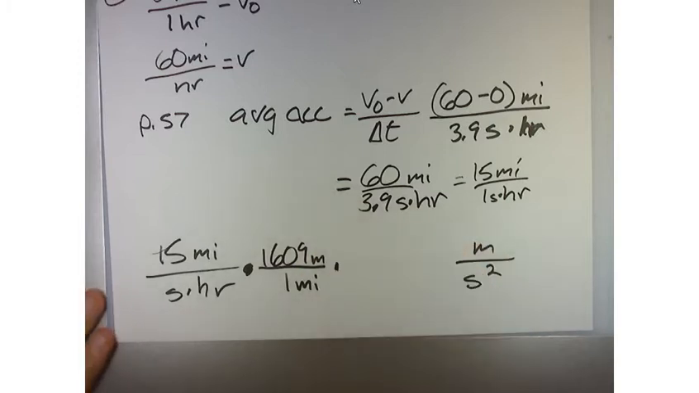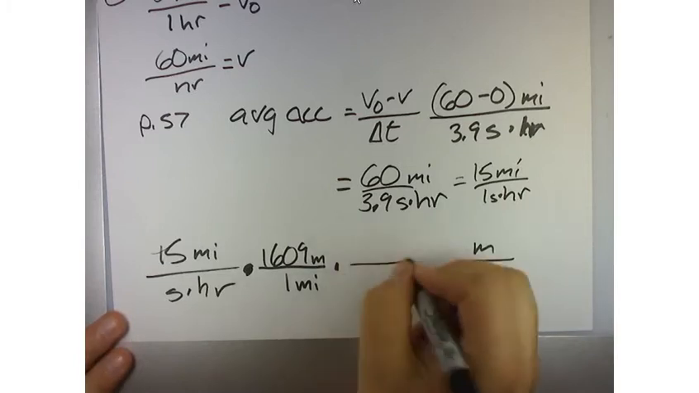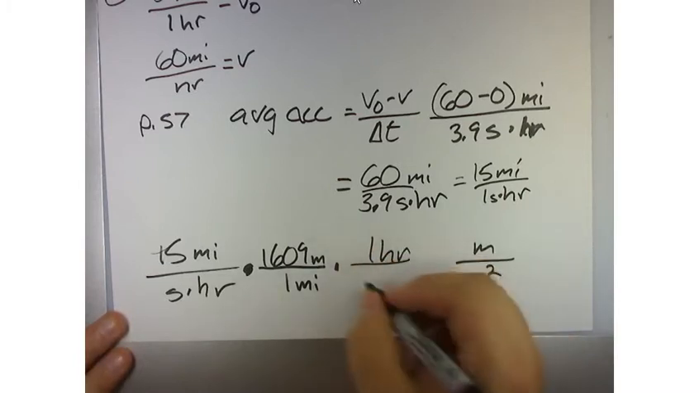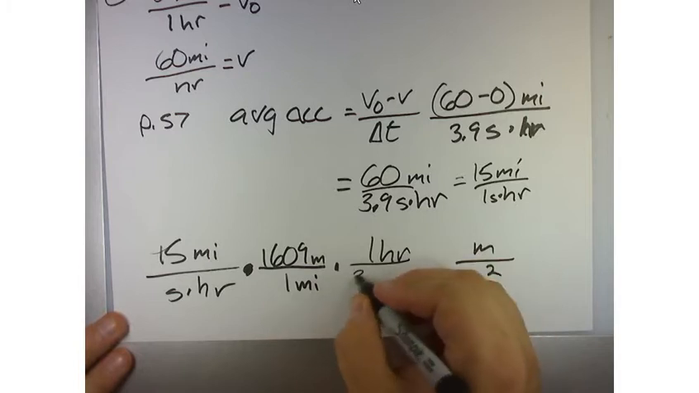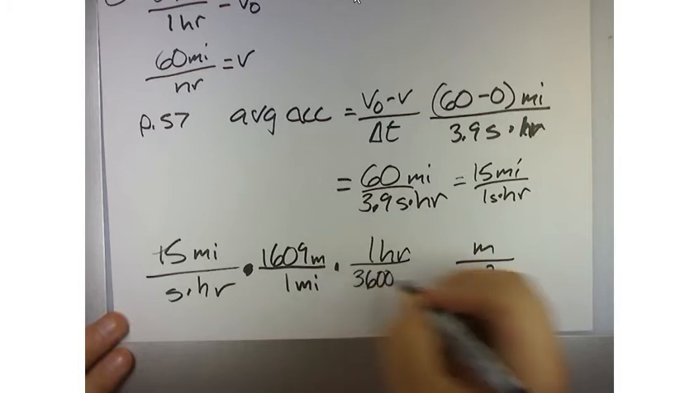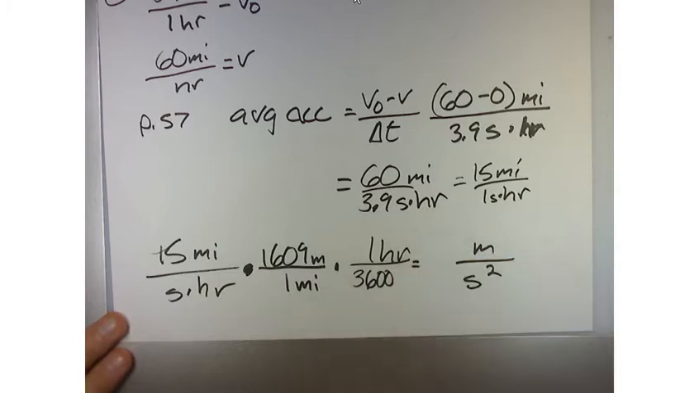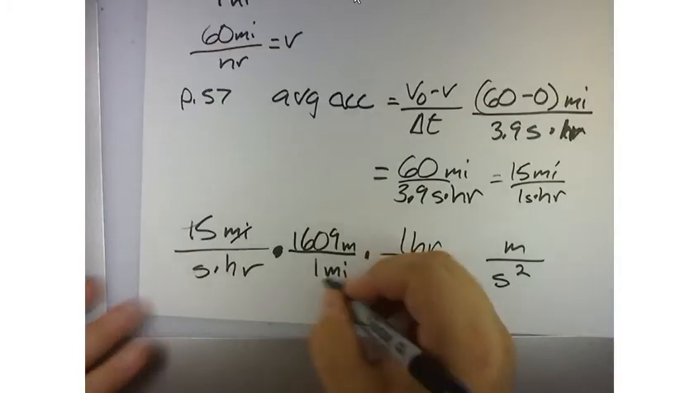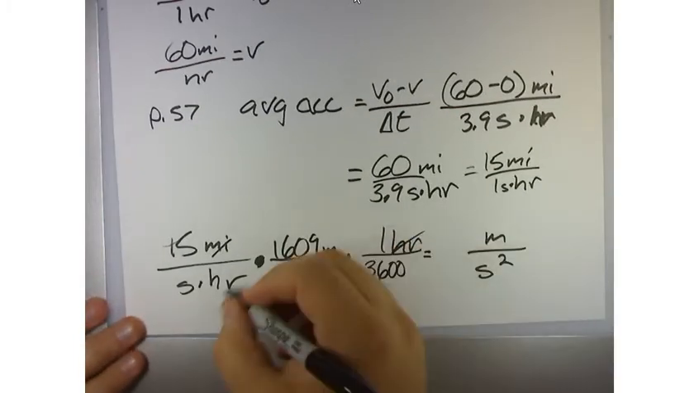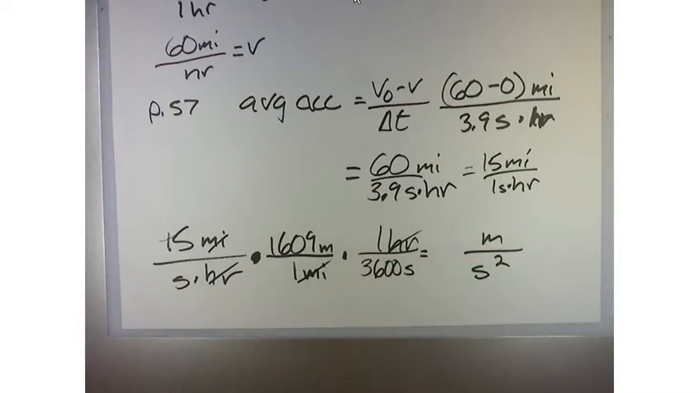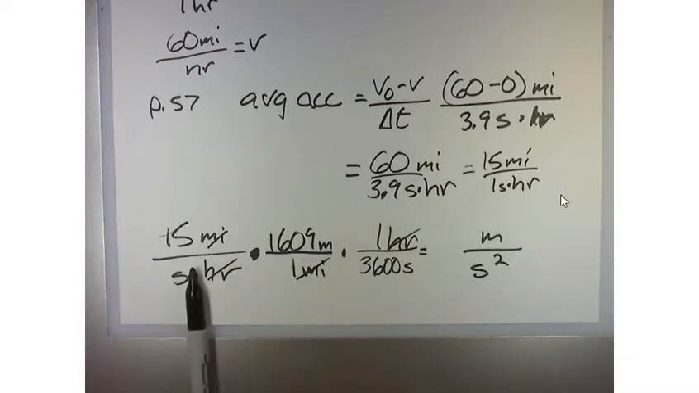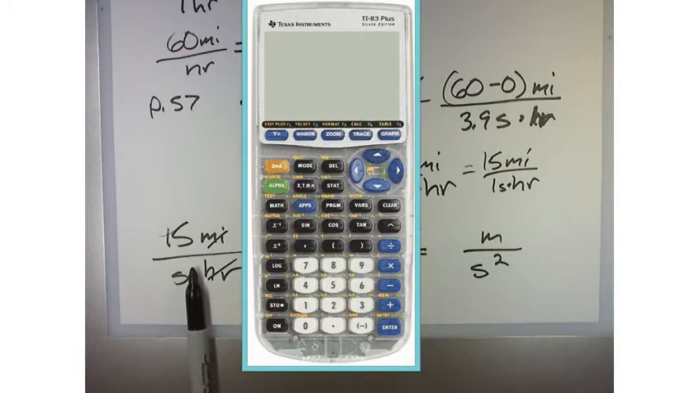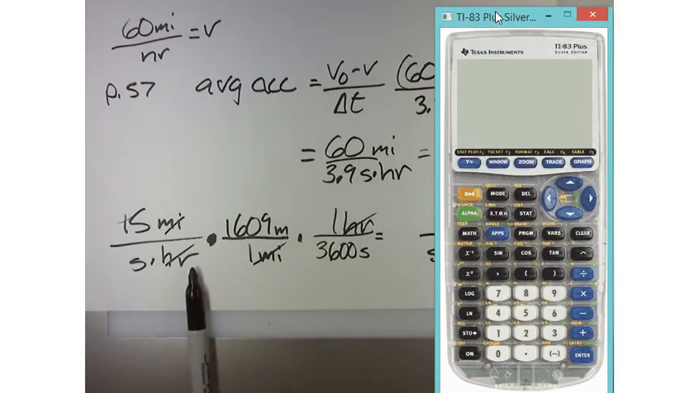Now, what's the other thing? I got to deal with hours, right? So I'm going to say 1 hour is equal to how many seconds? 3,600. So the miles cancel with miles. Hours cancel with hours, and I get seconds squared on the bottom. So I'm going to do this on my calculator all in one step. You guys ready? All right, here we go.